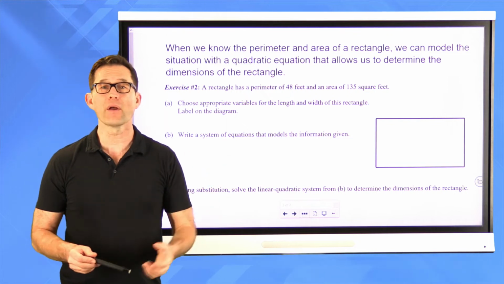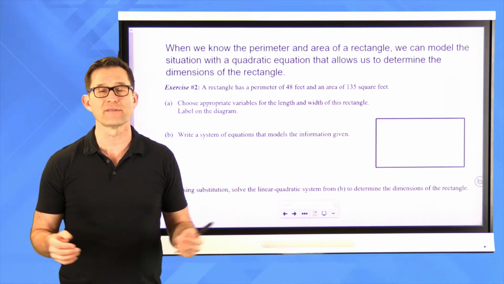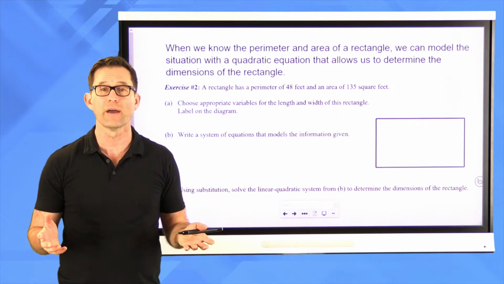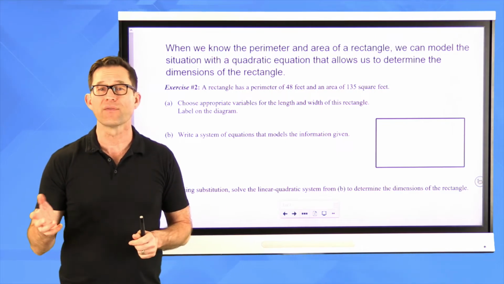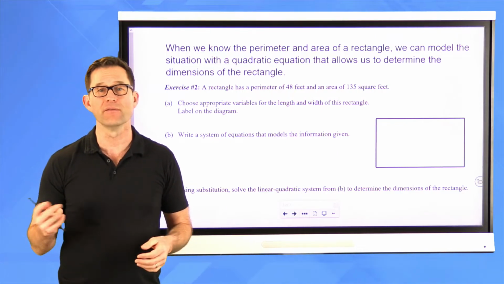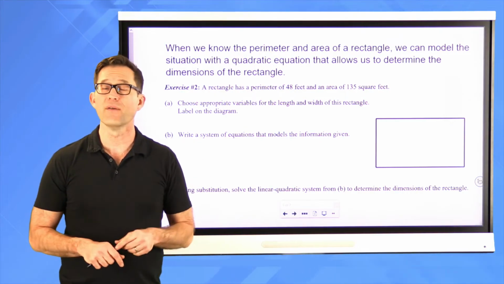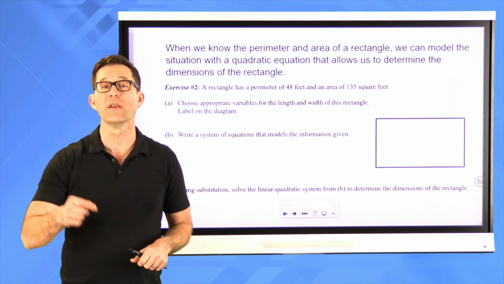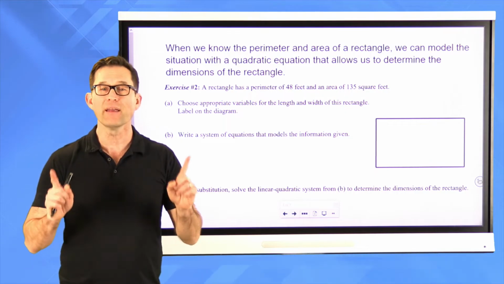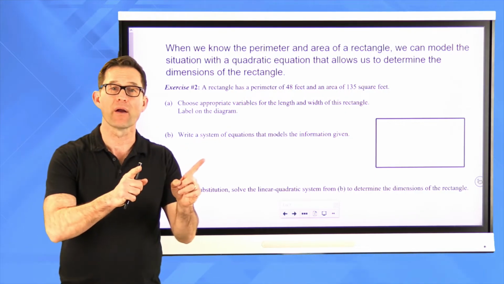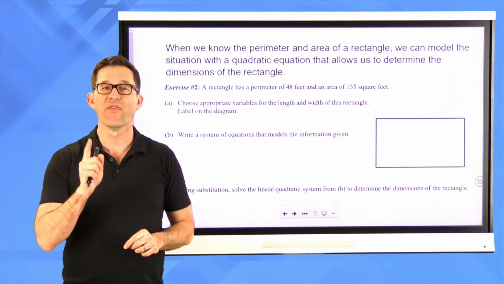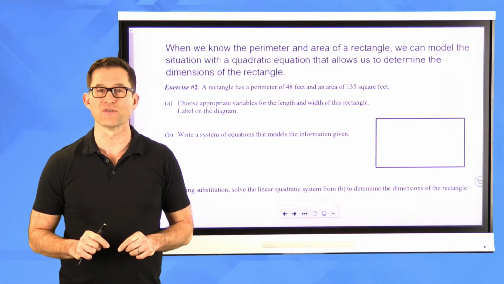If I gave you the area of a rectangle, like if I said the area of a rectangle was 20 square feet, right, you would never know what the length and the width were because they could be 5 feet and 4 feet or 2 feet and 10 feet, right? Likewise, if I gave you the perimeter of a rectangle, it wouldn't be enough to know the dimensions. But interestingly enough, if I give you both the area and the perimeter, that's enough to be able to figure out the dimensions of the rectangle.